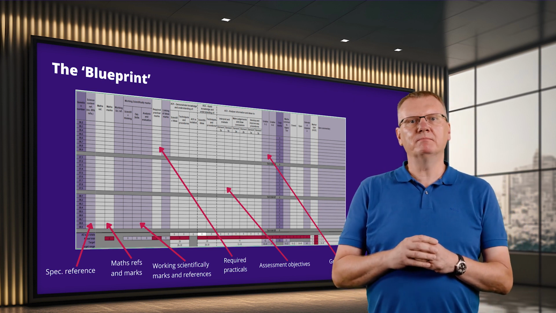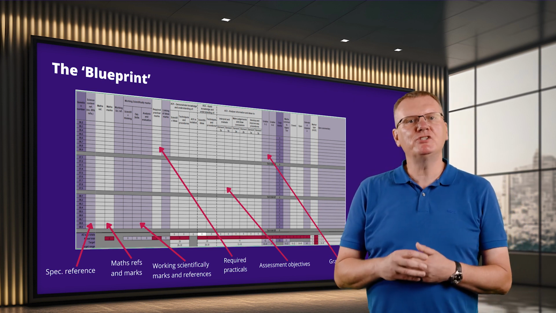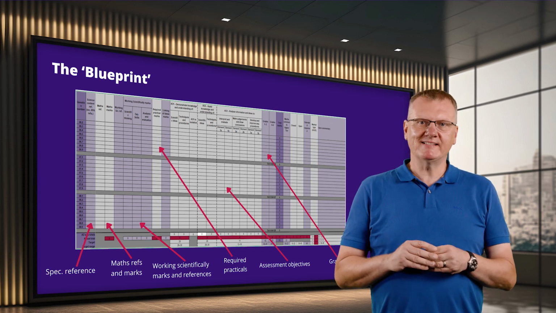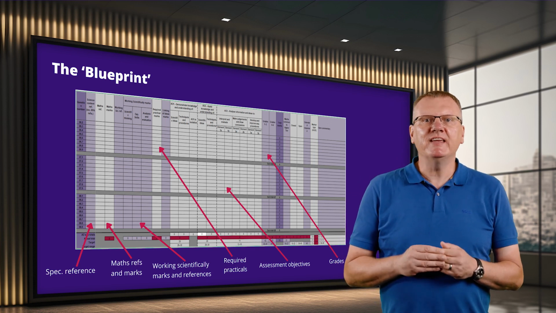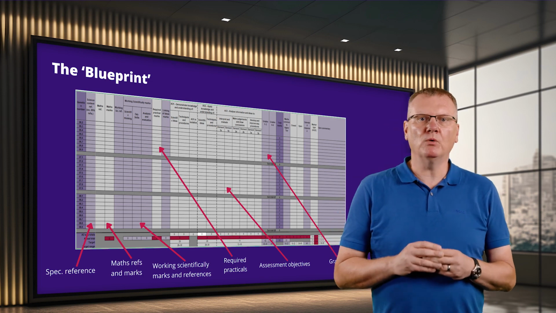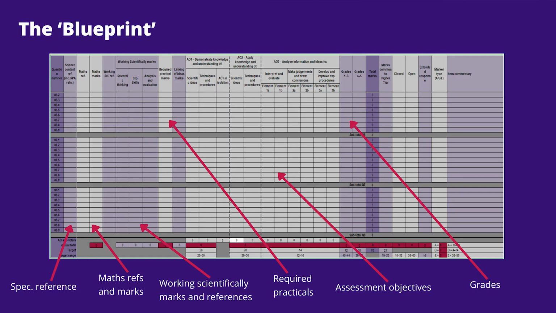Every section must be completed for every paper to ensure consistency from one exam series to the next. These are criteria that were agreed with Ofqual, so must be met. There is no wiggle room. This consists of the specification reference. There's maths marks and references.